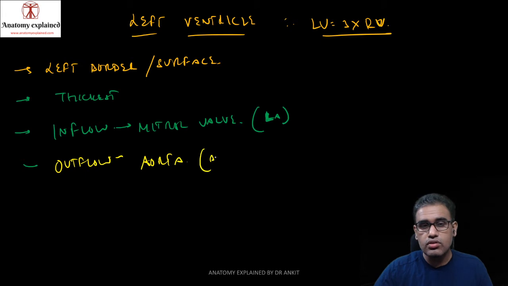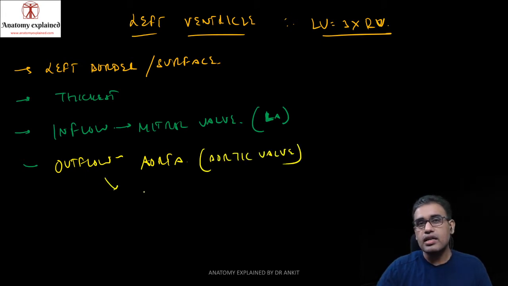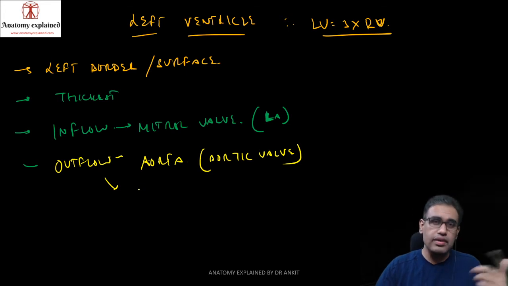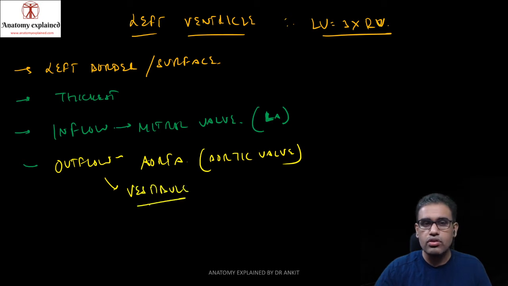Obviously there is going to be the aortic valve. And that outflow part is again smooth. As the outflow of the RV was smooth, in the RV we call that the infundibulum. Here we are going to call it the vestibule. So the outflow part, the vestibule, is a smooth part.